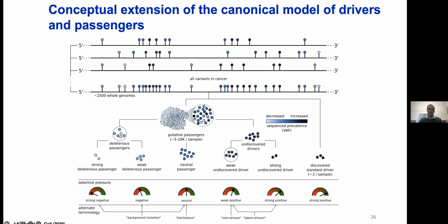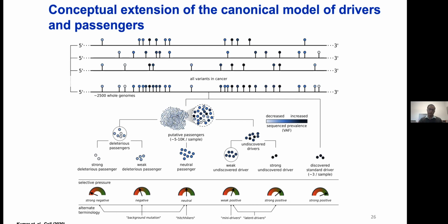So for example, you can have strong undiscovered drivers, which are basically rare cancer drivers, which your recurrence-based method is likely to consider as passengers just because they do not satisfy the statistical power criteria, since you don't have enough samples to identify them. On the other hand, weak undiscovered drivers are those non-driver mutations which work together, either through epistatic interactions or through additive effects, to drive cancer progression. And similarly, you can further subclassify deleterious passengers as strong or weak, depending upon the extent of negative fitness effect which they impart to tumor cells.